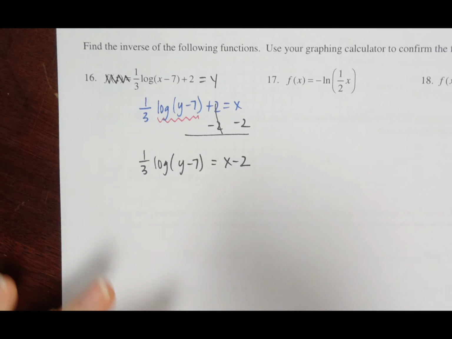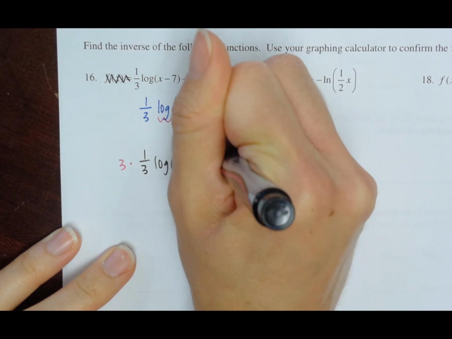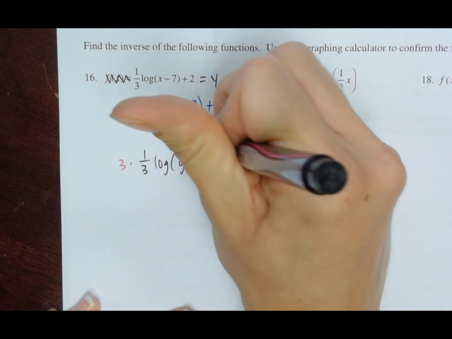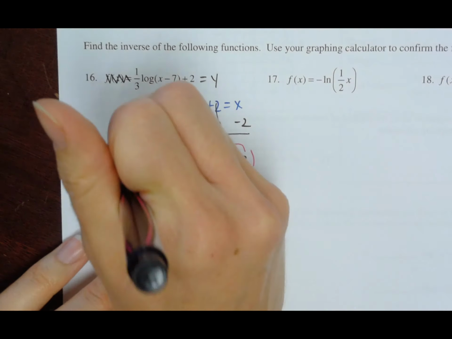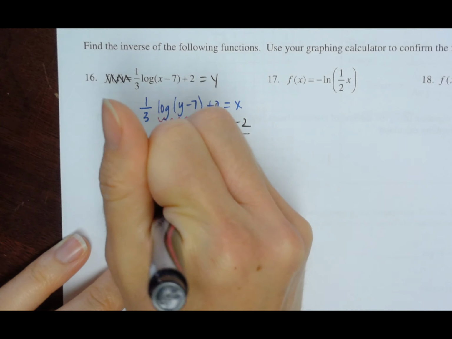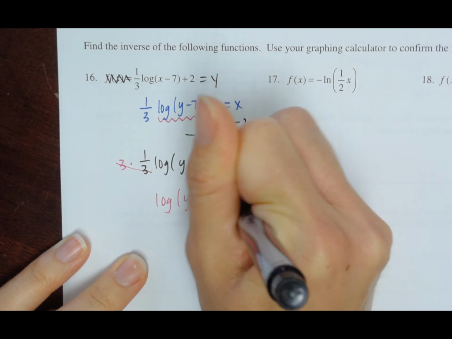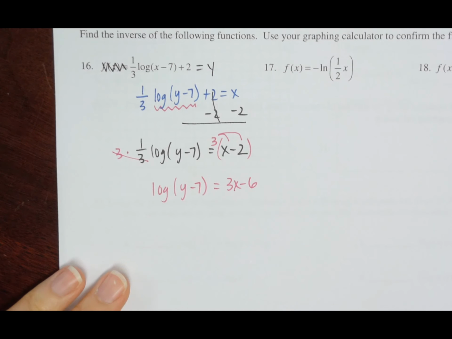Now we can go ahead and multiply both sides of the equation by 3. And you got to be careful over on the right side that you either put parentheses around the x minus 2, or you can go ahead and distribute 3 into both of those terms. But either way, you need to make sure that the 3 gets distributed. So I'm going to go ahead and distribute it and write it as 3x minus 6.